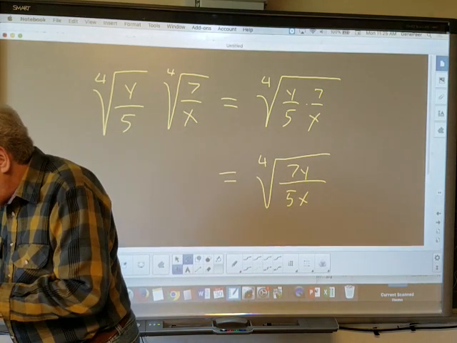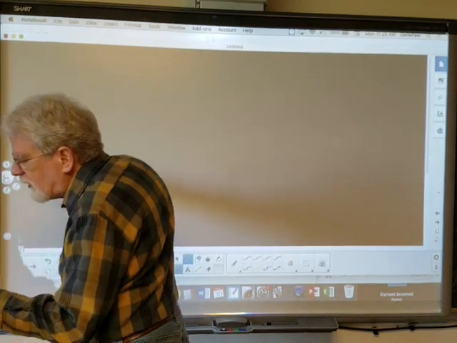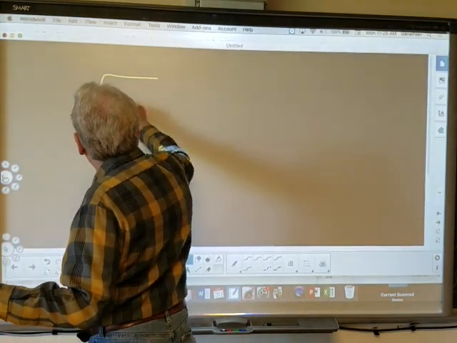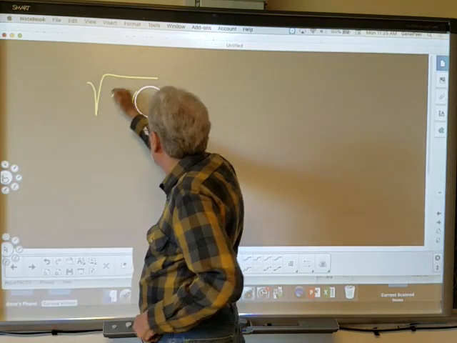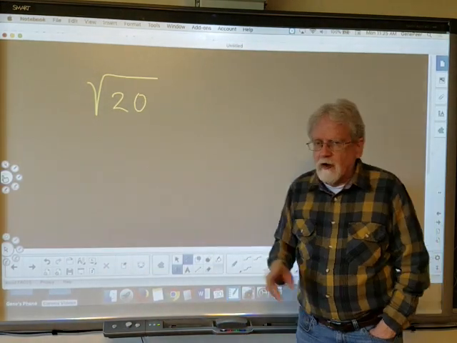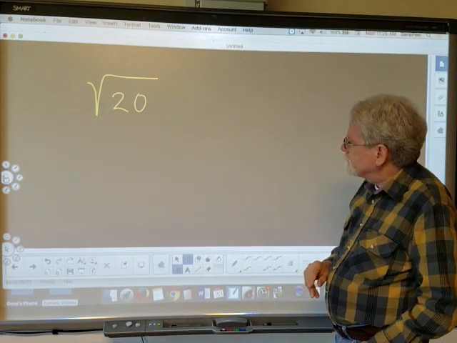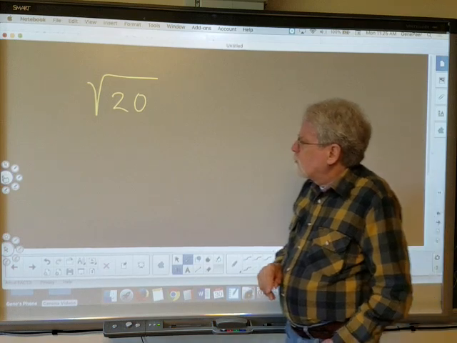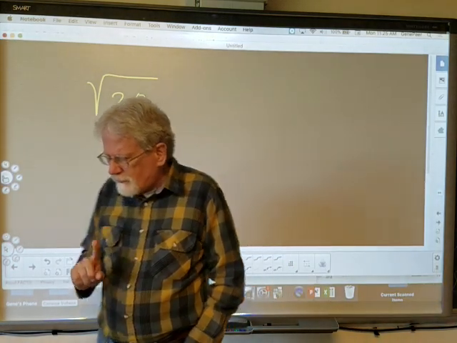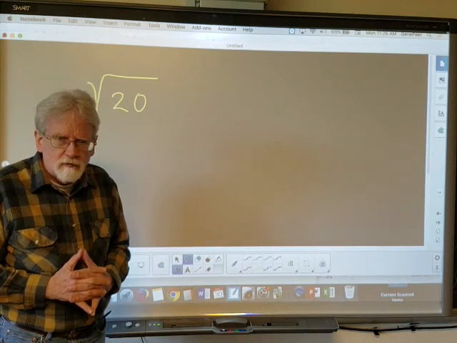Let's see, let's go on to this concept. Yes. This is something that those of you who had me in geometry last year went through this process just last year, or whatever year it was you had geometry with me. Square root of 20. That is not simplified. We have to simplify the square root of 20.